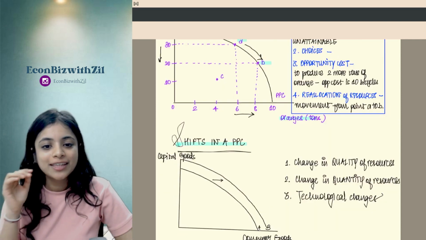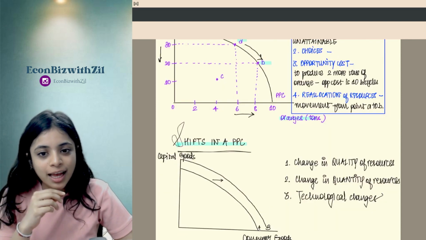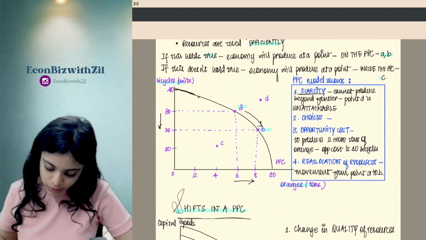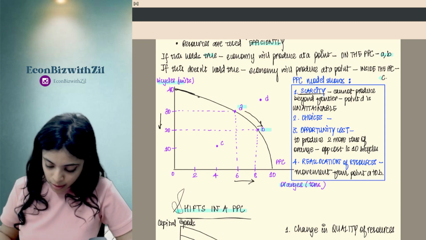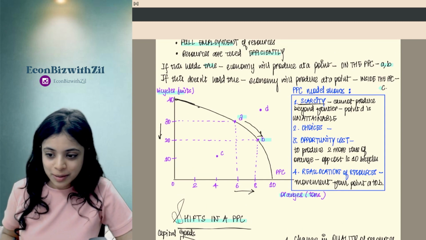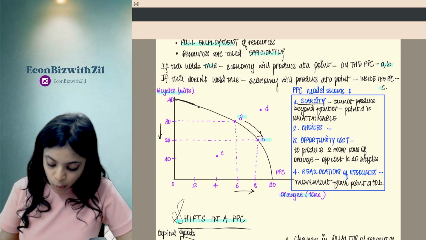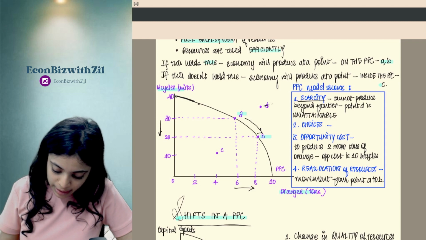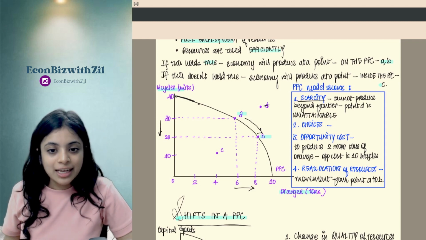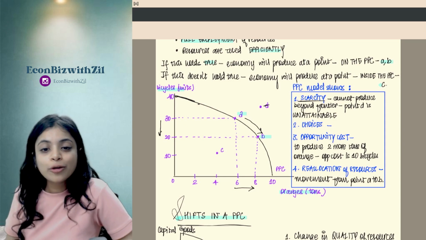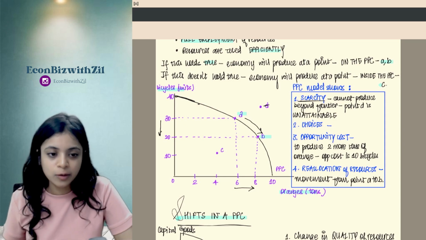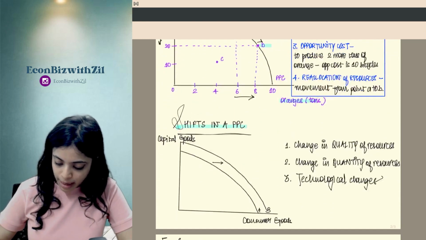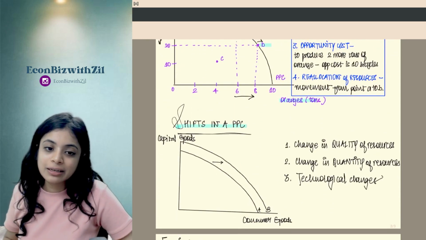Okay, so moving on to the last part, which is shifts in a PPC. Previously, I said that we can't really produce at point D. Basically, we can't produce beyond the frontier with the current set of resources. So now we're going to understand how I can really produce at point D. Is it ever possible? It is possible, so we're going to understand the shifts in a PPC.